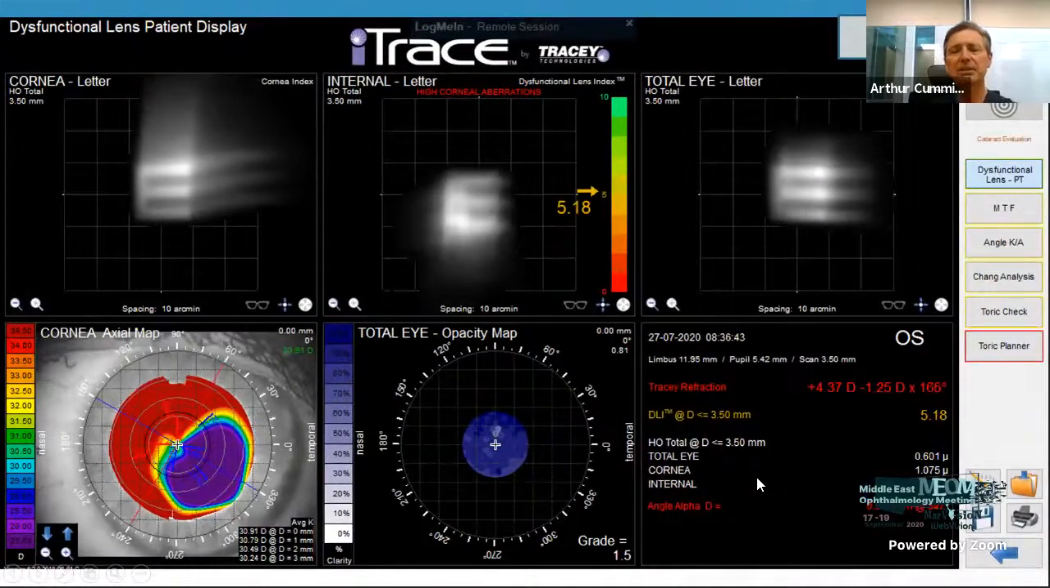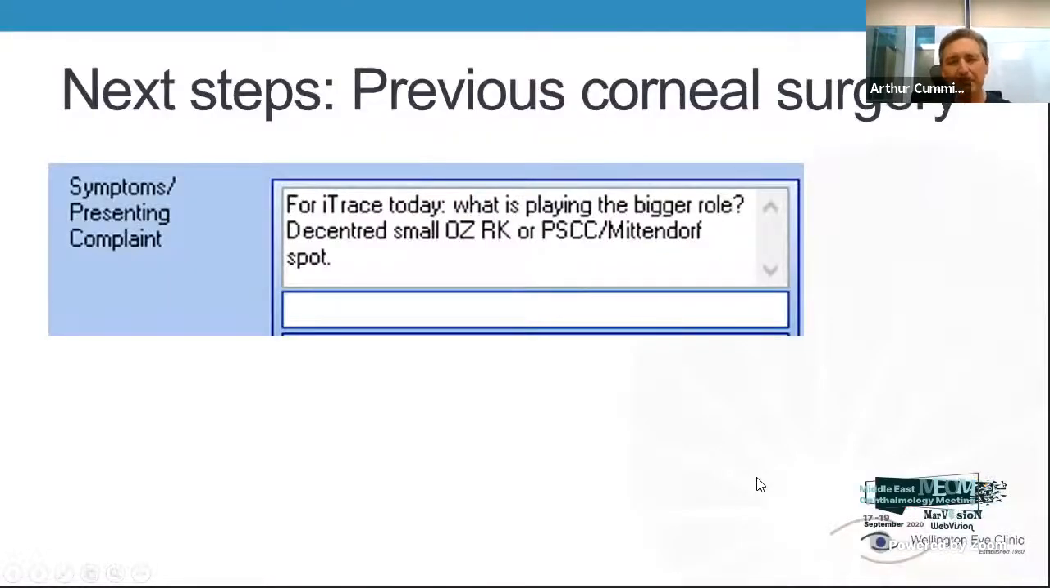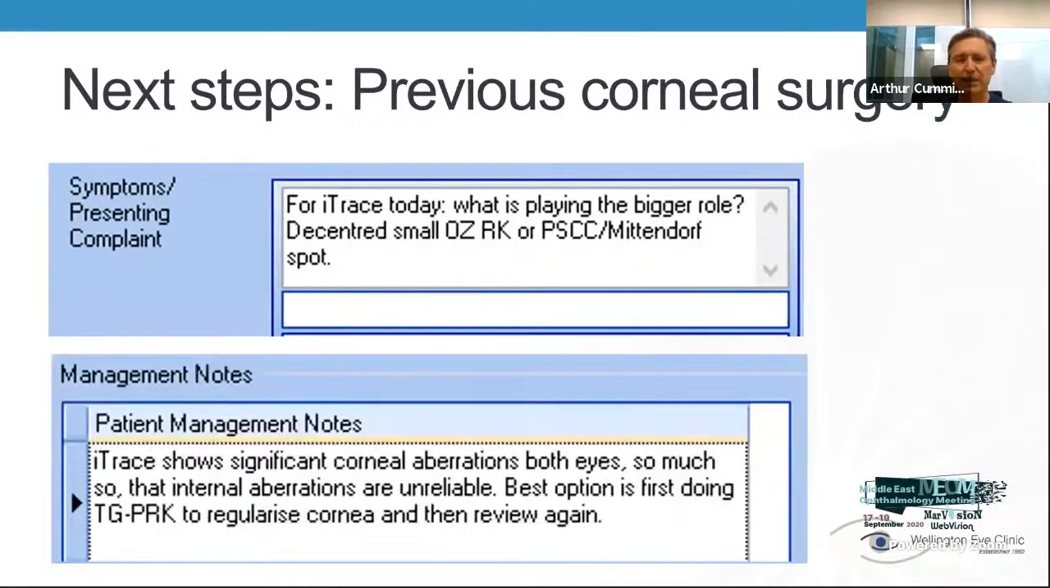So now we really understand what's going on. If we were to do a cataract for that patient, they'd be so unhappy with the outcome because they're going to say it made no difference, because the problem is lying primarily in the cornea. So we decided to first do a topo-guided PRK to regularize the cornea, and then we'll review the cataract again.